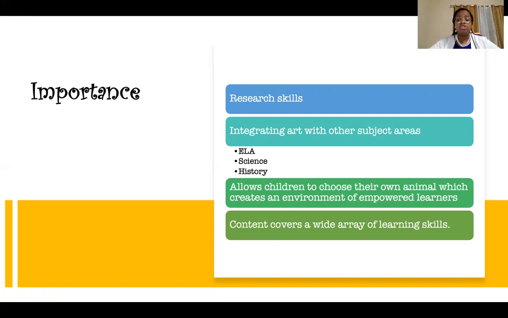It allows children to choose their own animal, which creates an environment of empowered learners. You don't assign them an animal, they pick their own, which means, okay, I can take control of my education. I'm going to choose this animal because I like it, not because someone else gave it to me. And then the content covers a wide array of learning skills. They're learning research, social study skills, self-reliance skills, and art skills, and all of these things can be fun. And then they can take this information and take it to their other classes as well.